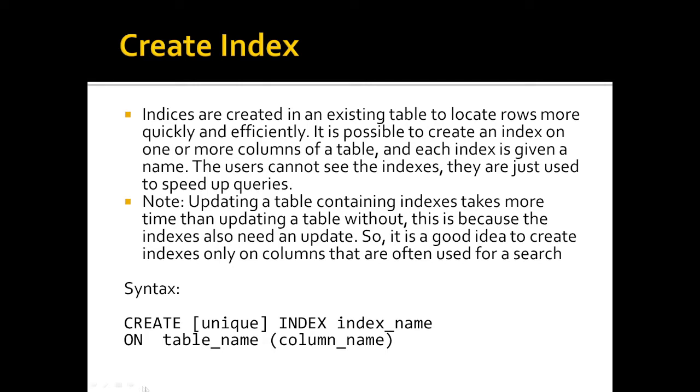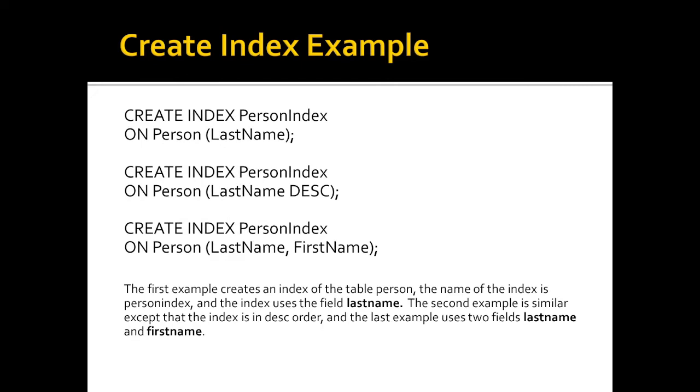So the format is create. We can specify unique, but that's optional. Then index, and then the name of the index, on, followed by the name of the table, and then the column name that we will be using for the index. So here are examples. Create index person index. That's the name of the index. On person, that's the name of the table, and then last name here is the name of the field that will be used for the index.